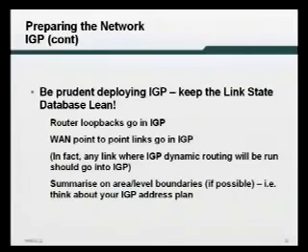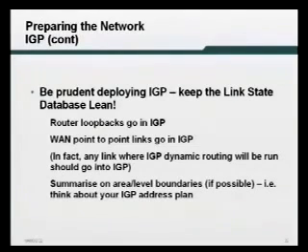I'm not going to spend time teaching deployment of an IGP, but the important thing of course is to keep the link state database lean. In other words, keep the number of prefixes in the interior routing protocol as small as possible. The smaller it is, the faster the convergence, the faster the network can handle breaks. So for example, the router loopbacks will go in the IGP, the WAN point-to-point links will go in the IGP. In fact, any link where there's an IGP dynamic routing running should go in the IGP. The rest will go into BGP.